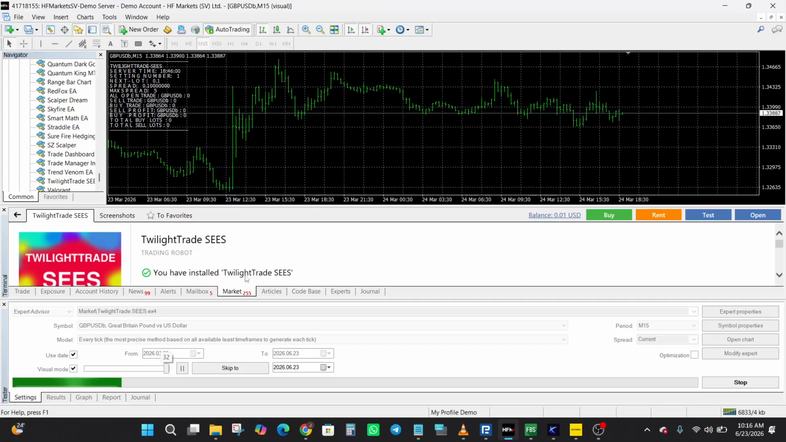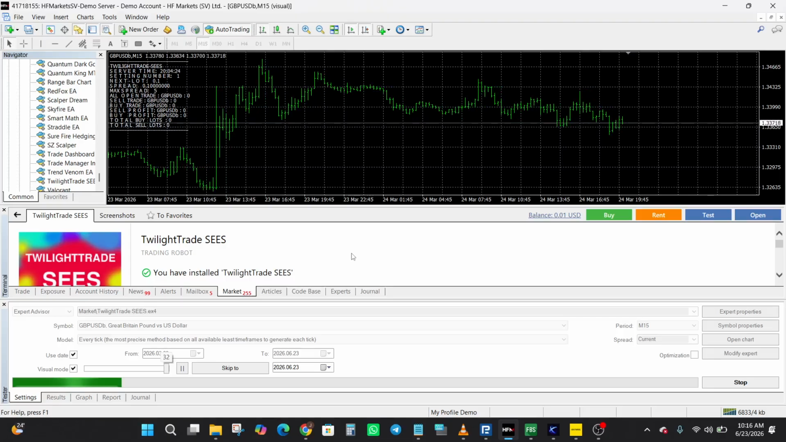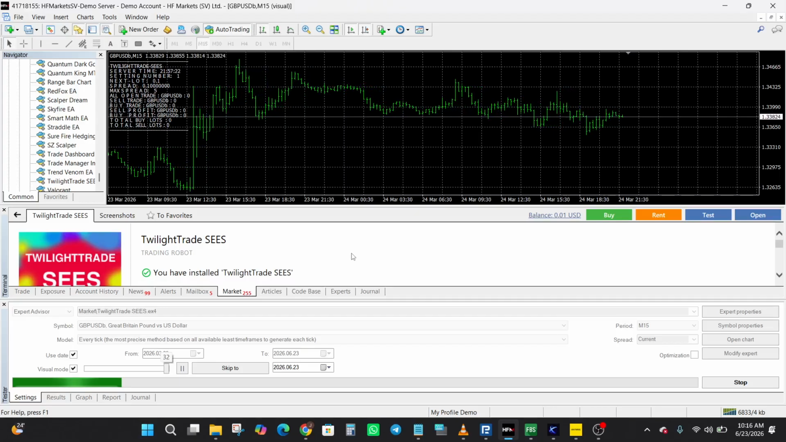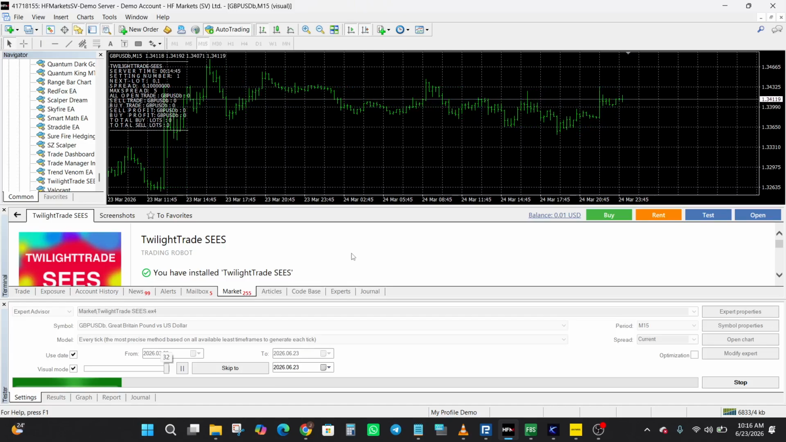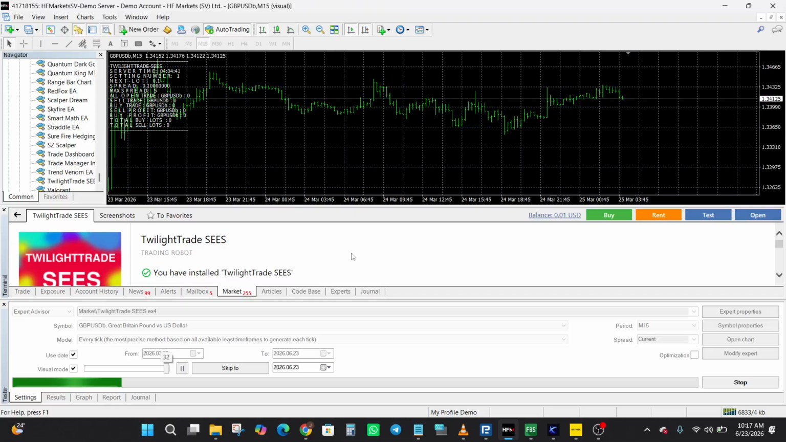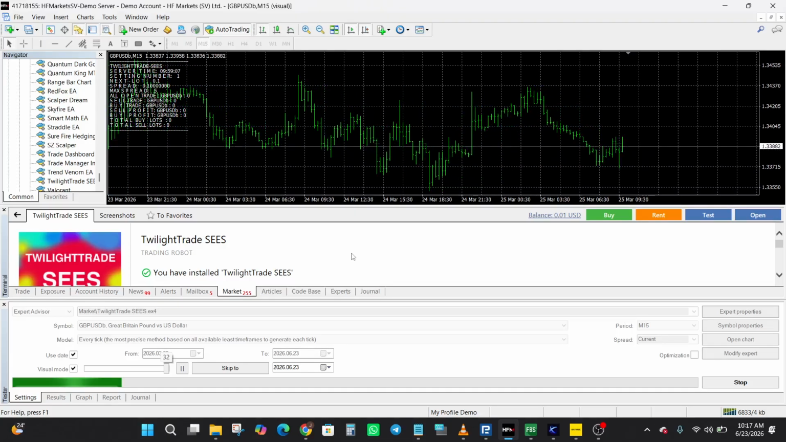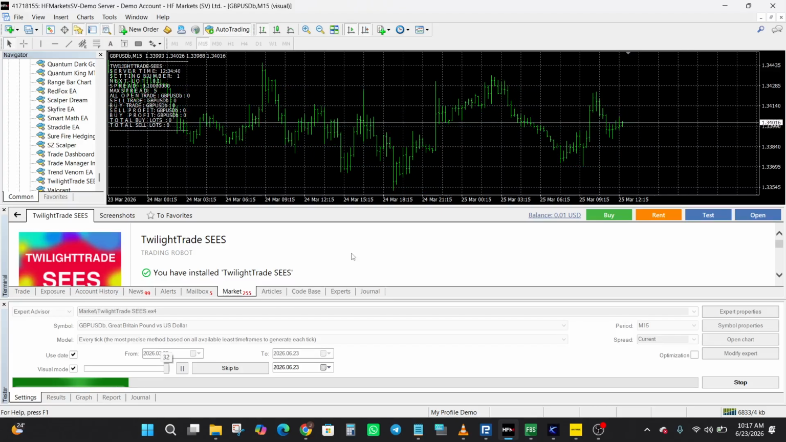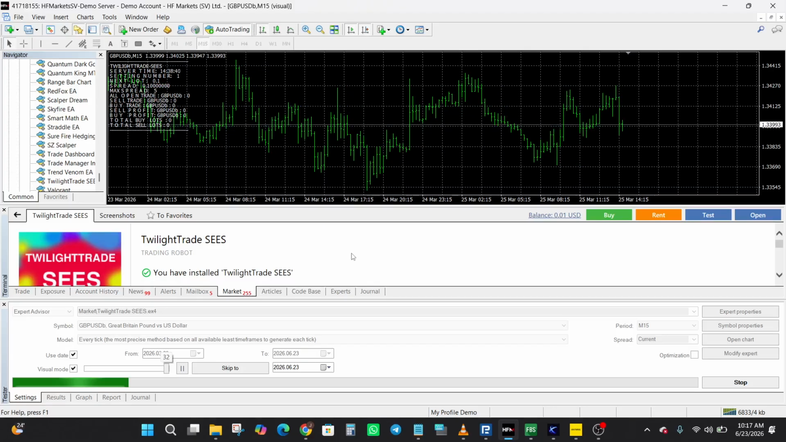Overall, the TwilightTrade SEES EA presents itself as a fully automated MT4 trading system that combines level trading concepts, price action, and standard MetaTrader indicators while avoiding grid, martingale, arbitrage, hedging, and tick scalping approaches. As with any expert advisor, I will strongly encourage traders to perform their own testing and optimization before considering live deployment so they can determine whether the system matches their personal risk tolerance and trading objectives.